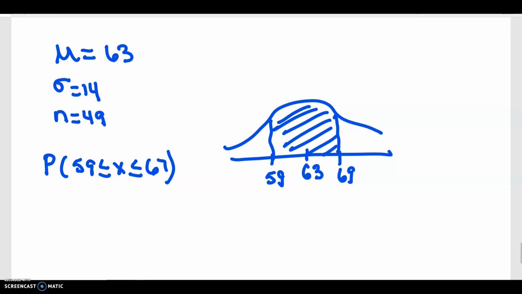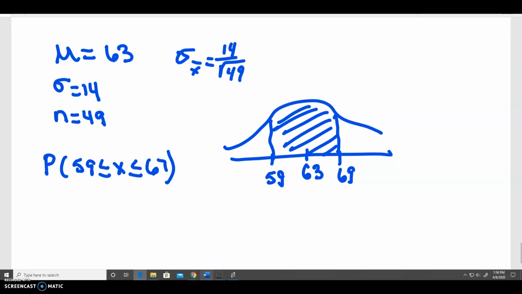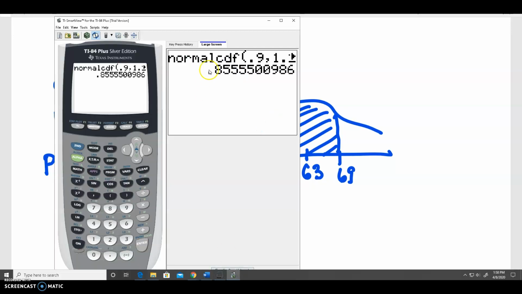Okay. And we can pretty much go to the calculator. Now remember, your standard deviation for the sampling distribution here will be 14 divided by the square root of your sample size, which would be 49. So when you go to the calculator, that's what you're going to be putting in for the standard deviation. So going to the calculator here.